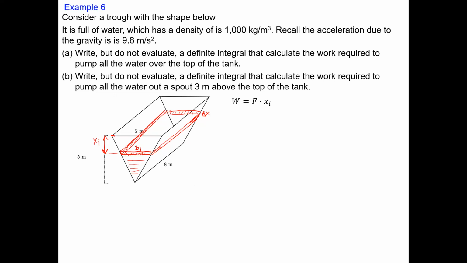Work is force times distance. We know the distance. Now, force is mass times the acceleration due to gravity. We know that. Mass is the density of water times the volume. And now the question is, what is the volume of this slab? It will be length times width times height. Actually, length is 8. That means it will be B.